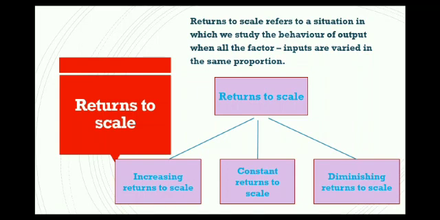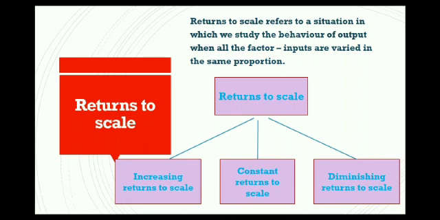Constant returns to scale. Under constant returns to scale, a percentage increase in all factor inputs in the same ratio causes an equal percentage increase in output. If a 10% increase in all factor inputs causes a 10% increase in output, it is a case of constant returns to scale.